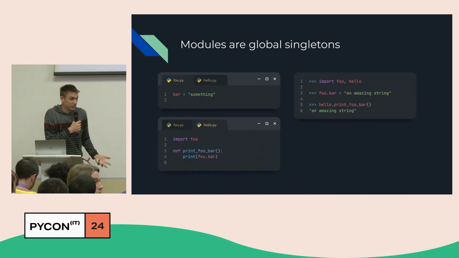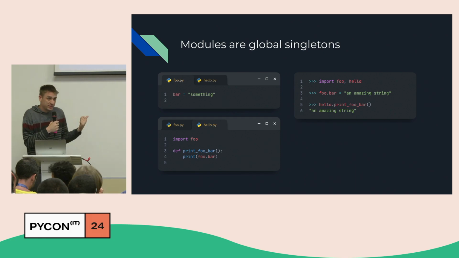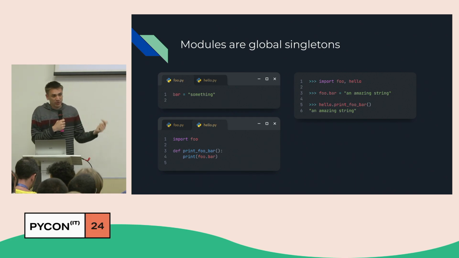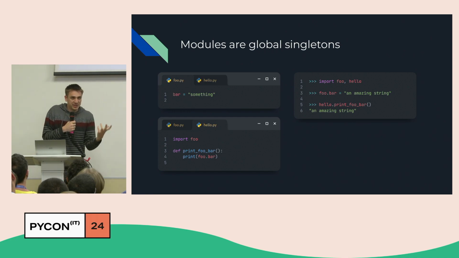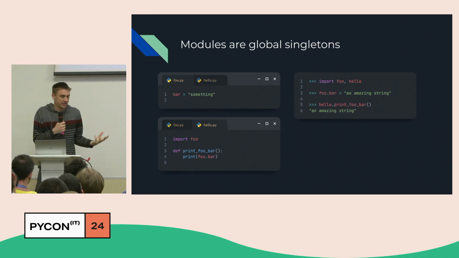So modules are global singletons. You import it once, you can modify its namespace, and you import it again, and it's going to be modified elsewhere. It's an object that you can access from anywhere as a singleton, basically.